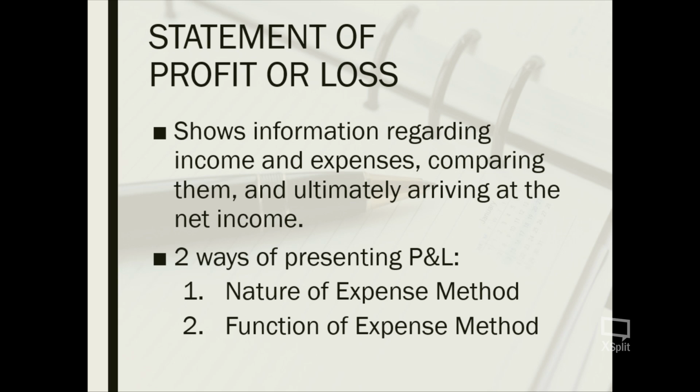So let's focus first on the statement of profit or loss. A statement of profit or loss shows information regarding income and expenses, comparing them and ultimately arriving at the net income. This is the one I mentioned earlier wherein we find out whether the company earned or not for a specific period. Using common sense, when you have more revenue compared to expenses, you earned or you have net income. Vice versa, if you have more expenses compared to your revenue, you will have a net loss. So with a net loss, obviously, we lost money.